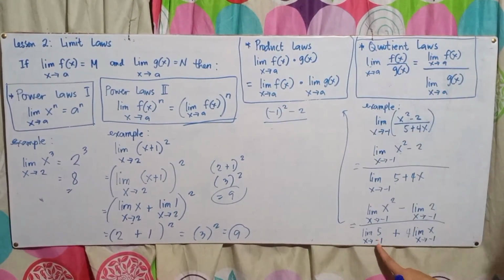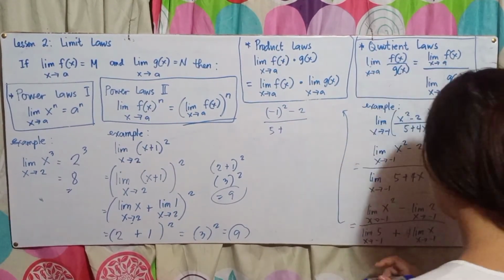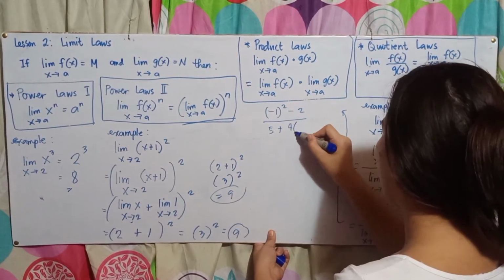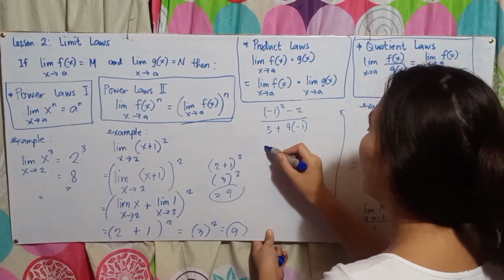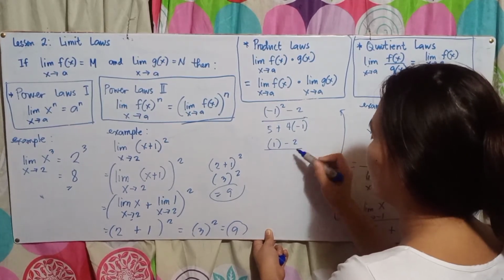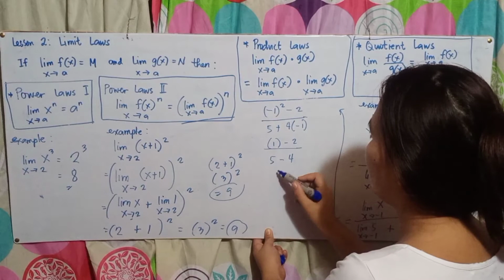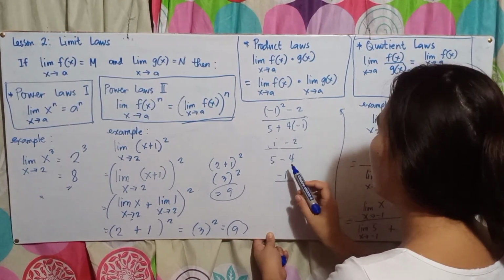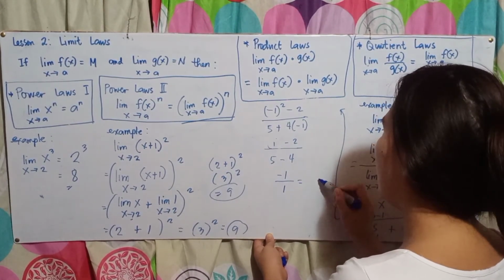So, sa denominator, so constant, 5 plus 4 times negative 1. So, magiging 1 minus 2 over 5 minus 4. So, 1 minus 2, negative 1 over 5 minus 4 is 1. So, the answer is negative 1.